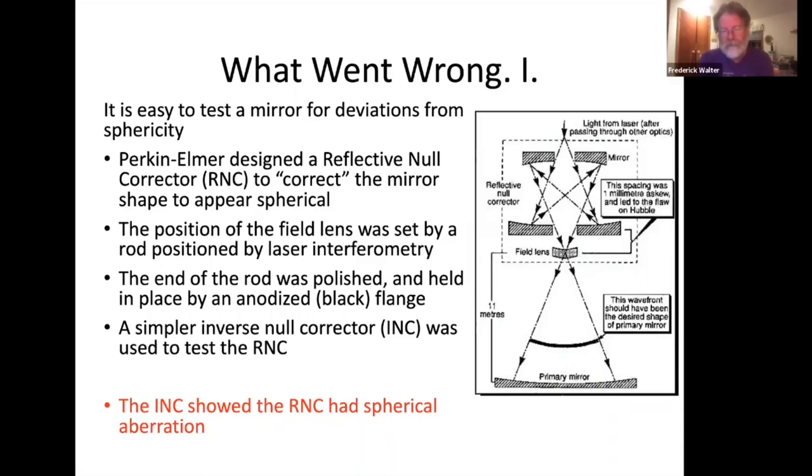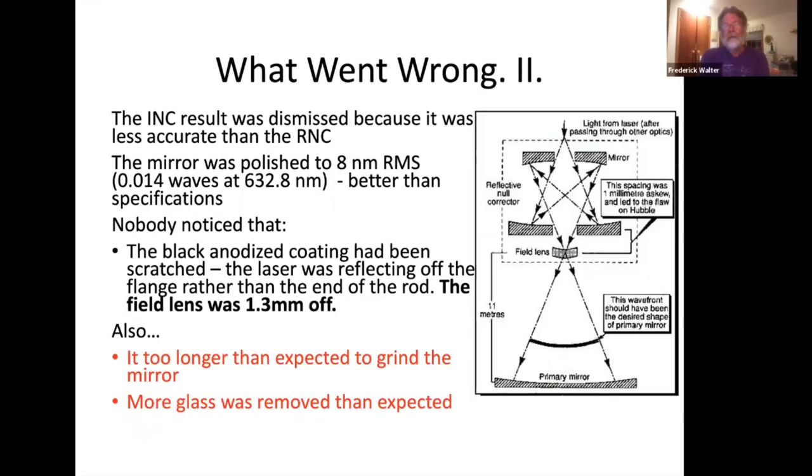When they tested the reflective null corrector, and by this time they had pretty much finished grinding the mirror, it looked like the reflective null corrector was made the wrong way. It had spherical aberration. That was a red flag. But the engineers, the technicians at PerkinElmer, dismissed this because they knew that the inverse null corrector was put together rather hastily. It was not going to be nearly as precise and accurate as the reflective null corrector. So they figured the reflective null corrector, which they had spent a few years putting together, had to be correct.